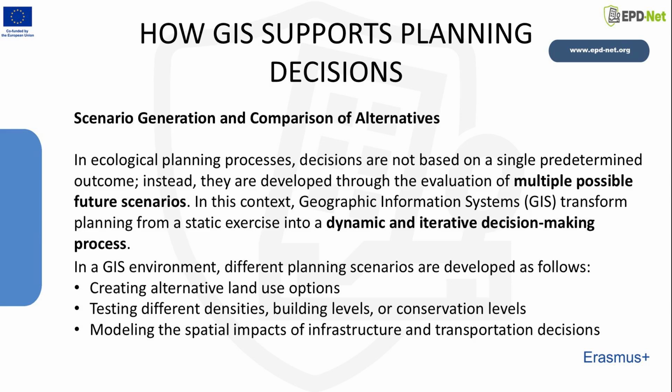GIS makes it possible to compare different scenarios and identify the most suitable planning options. In planning processes, decisions are not based on a single predetermined option, instead, they are shaped through the evaluation of multiple alternatives. Geographic Information Systems, GIS, support this process by transforming planning into a dynamic and iterative decision-making framework.